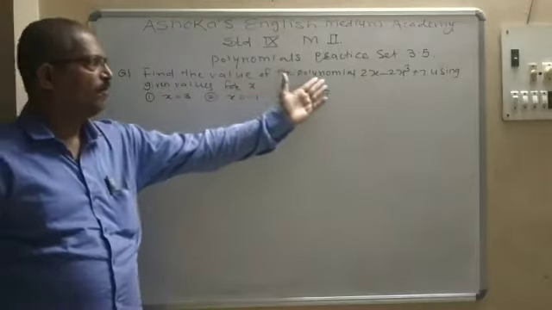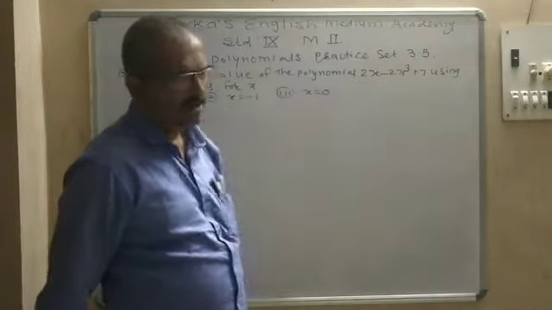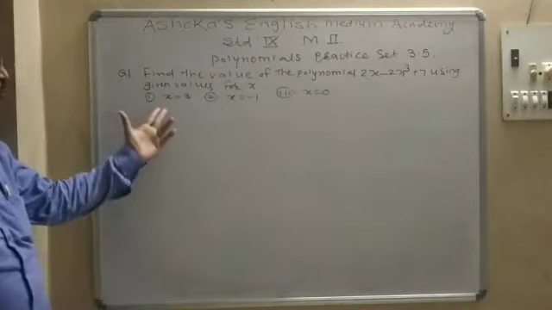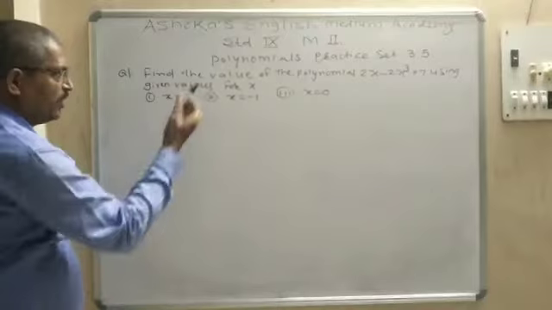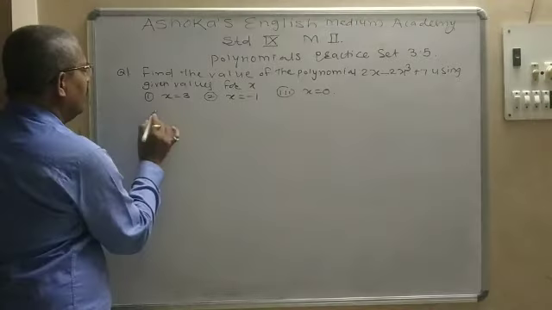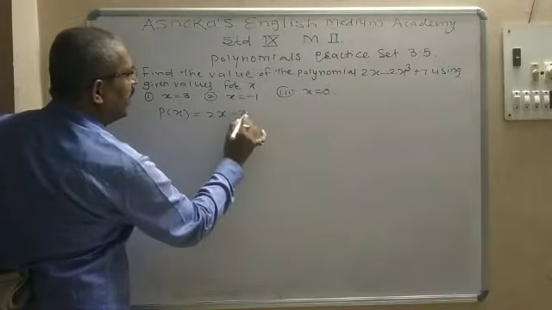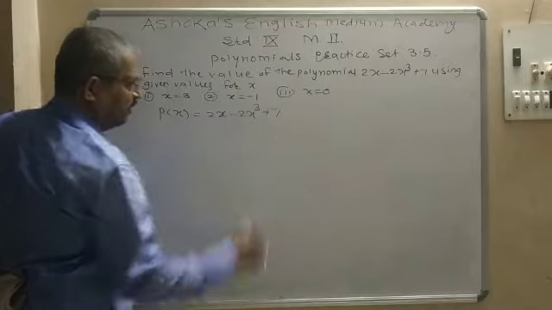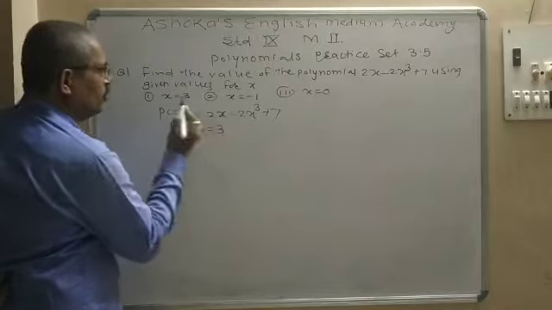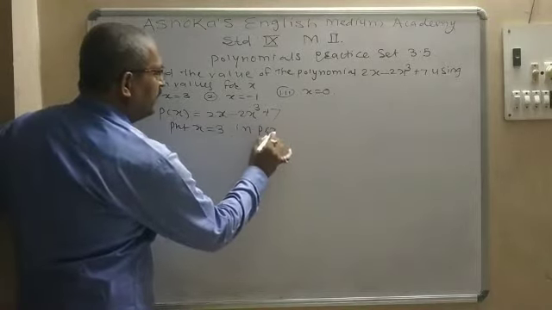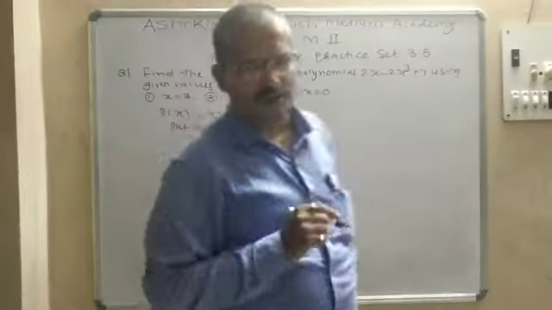Find the value of the polynomial 2x minus 2x raised to 3 plus 7 using x is equal to 3, x is equal to minus 1 and x is equal to 0. So we are going to solve it. Look here, p(x) means polynomial p(x) is equal to 2x minus 2x raised to 3 plus 7. Then put x is equal to 3 in p(x), which means we should put the value x is equal to 3 in the given polynomial.